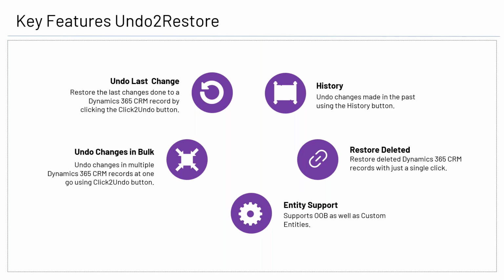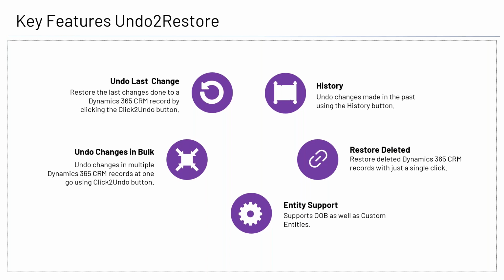During the introduction itself, I had mentioned that to err is human. Any place where there is human interaction or interference, the chances of human error increase. With undo to restore, we can restore the last changes done to a Dynamics 365 CRM record by simply clicking a button. We also have the option of history, where we can undo the changes made in the past using the history buttons. Not just that, we can undo the changes in bulk.